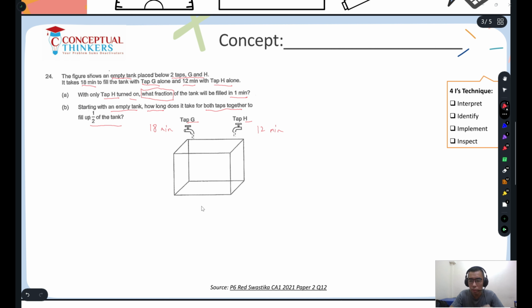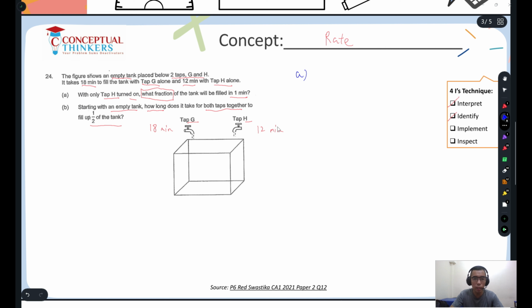Now this concept is pretty straightforward. They are actually testing on the concept called rate. Rate is learned in P5 and also in P6. I would say this is more of the challenging kind of rate question, as it involves calculation of fractions. So we already interpreted the question and identified the concept. Let's start to implement the steps.